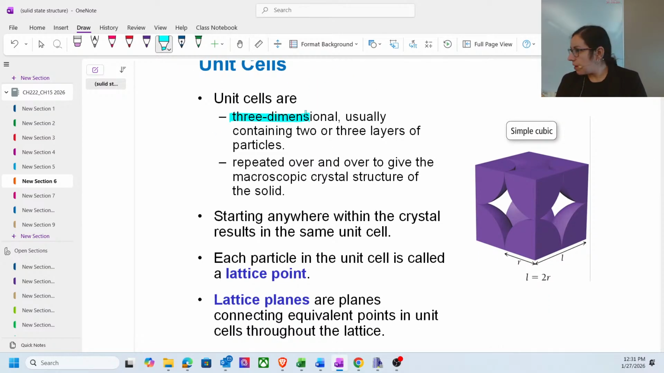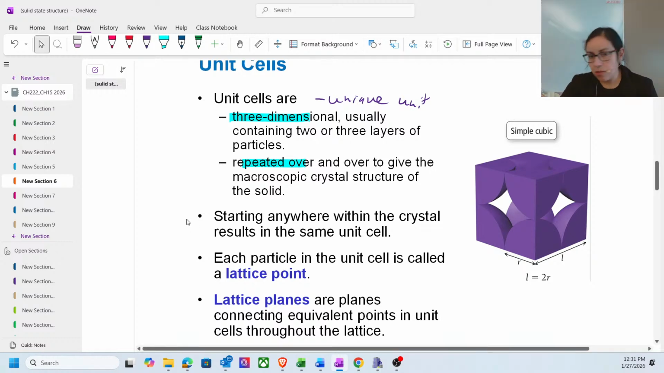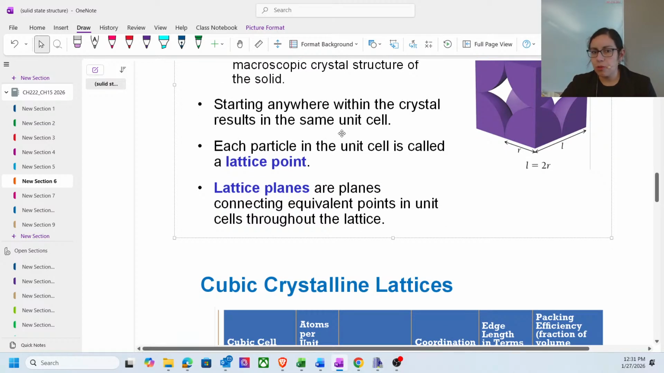Your unit cell is typically 3D, since obviously you're getting a 3D picture. It is your repeated unit cell. This unit cell is then repeated over and over and over again, so this is your unique unit. That's telling you what your picture looks like. If you start anywhere within this crystal, you get that same unit cell. And that's the whole point of the crystal, it's some repeated pattern.